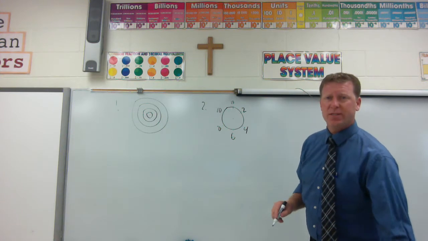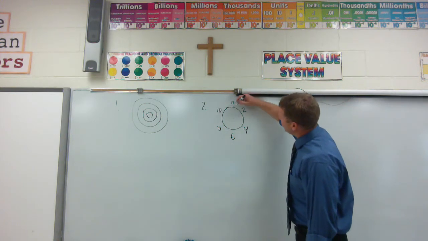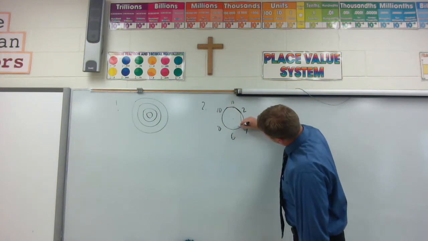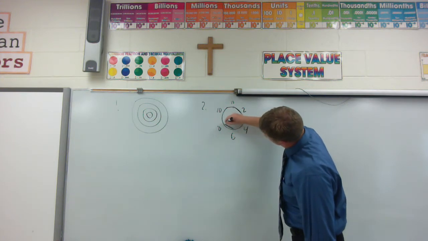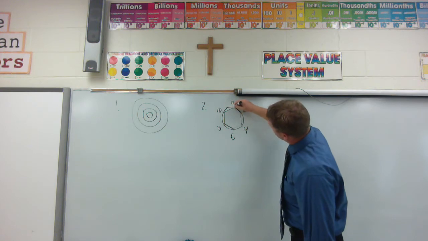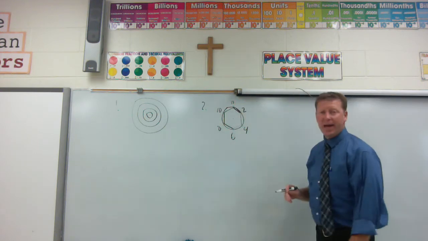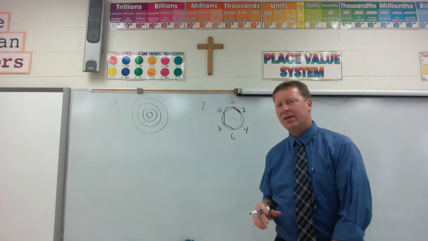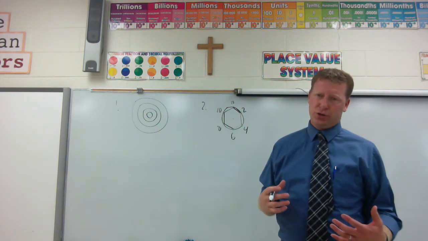Now the last thing they do is they say connect your hours. So I connect with a straight line, connect with a straight line, and keep connecting until all six are done. And there you have a hexagon inscribed inside of a circle.